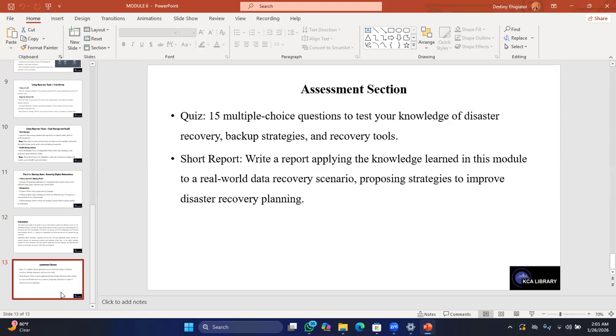Now, by way of assessment, there are 15 multiple choice questions to test the knowledge of this module. There is also a short report that will test your knowledge in application to a real world scenario.